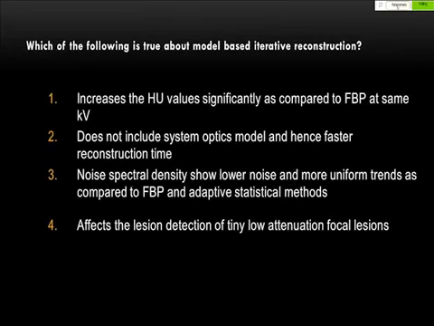Which of the following is true about model-based IR? I'm referring to GE's MBIR. First response: increases the HU value significantly as compared to filtered back projection at the same kV. Second one: does not include the system optics and hence faster recon time. Third: the noise spectral densities show lower noise and more uniform trend as compared to FBP and ACER, and affects lesion detection on tiny low attenuation focal lesions.